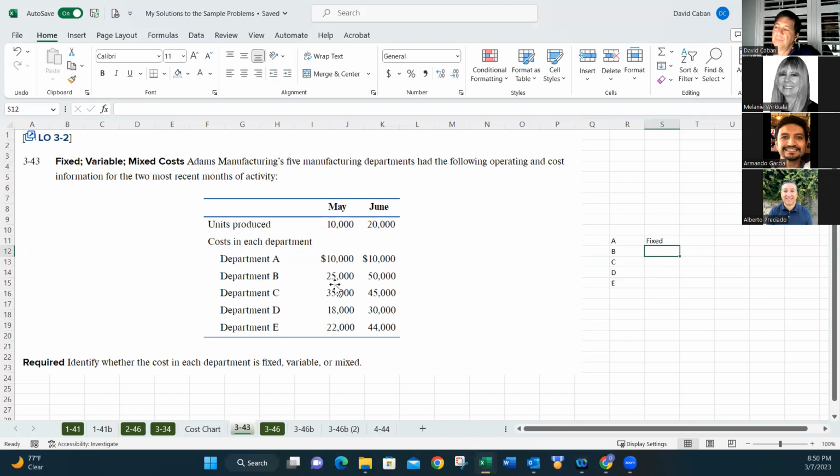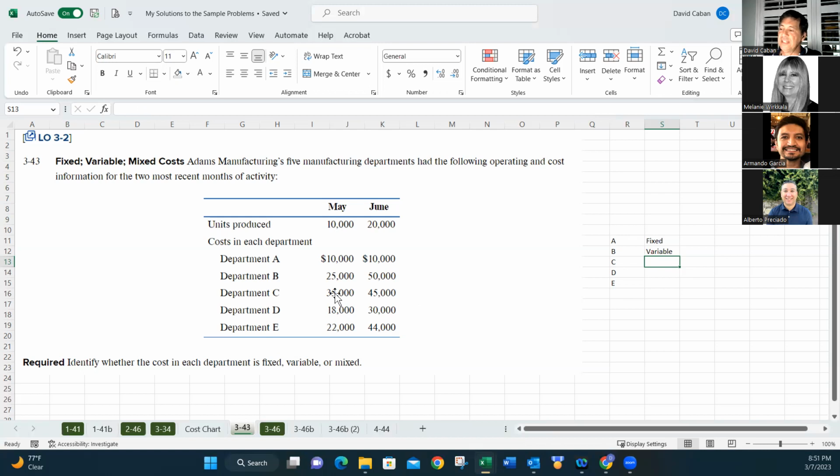Department B, we have 25,000 and then we have 50. The cost doubles in direct proportion to the doubling of production. So do you think this is fixed, variable, or mixed? Variable. It is variable, okay? It's variable because of the way the change happened. The change happened in direct proportionality, right? You can see that the first 10,000, if we calculate that, the cost per unit is 250, and the next 10,000 was also 250. So it's all variable. It's 100% variable.